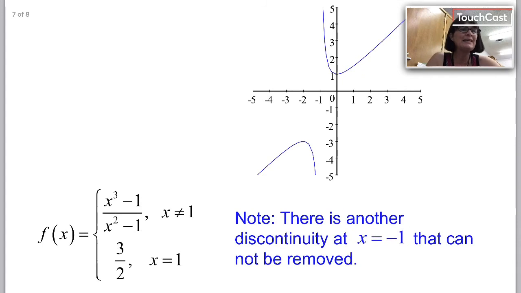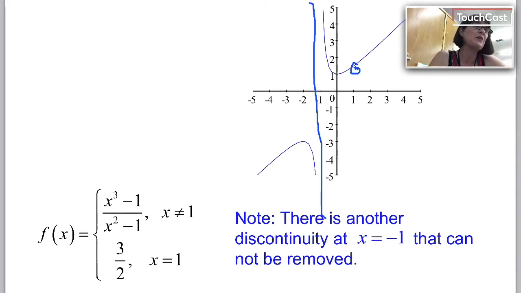So if you zoomed in on the original function, there would be a little hole right there. But our new function colors in that hole, and now our function is continuous. But notice this vertical asymptote. You'll never be asked to fill that in because there's no way to fill in a vertical asymptote. That's what makes it an essential discontinuity.